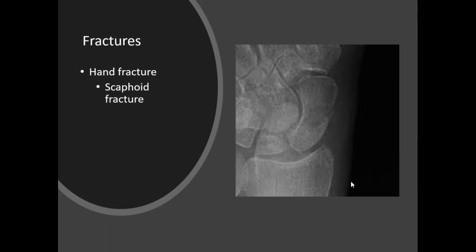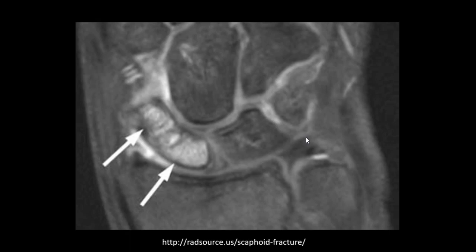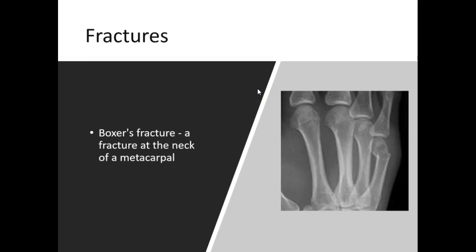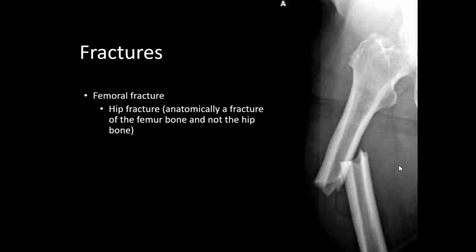Fractures of the hand, so scaphoid fracture, these get avascular necrosis all the time as they don't have a lot of blood supply, so they take a long time to heal and they get avascular necrosis. So you can see here on MRI, we have a fracture of the scaphoid. And we have boxer's fracture, which is fracture of the neck of usually the 4th or the 5th. And we have the femoral shaft fracture. Ouch! Look at that one.